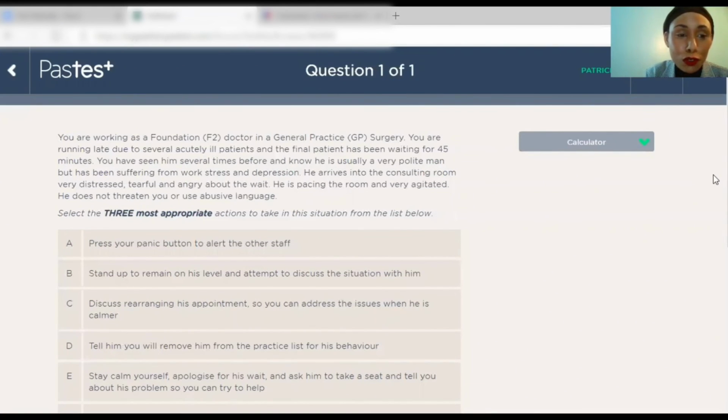I hope you've enjoyed it so far. You are working as a foundation F2 doctor in general practice again. You are running late due to acutely ill patients, and the final patient has been waiting for 45 minutes, which is not uncommon, I'm afraid. You have seen him several times before, and you know he is usually a very polite man, but he has been suffering from work stress and depression. He arrives into the consultation room very distressed, tearful, and angry about the wait. He's pacing the room and very agitated. He does not threaten you or use abusive language.